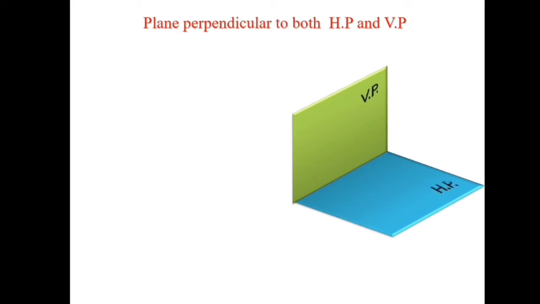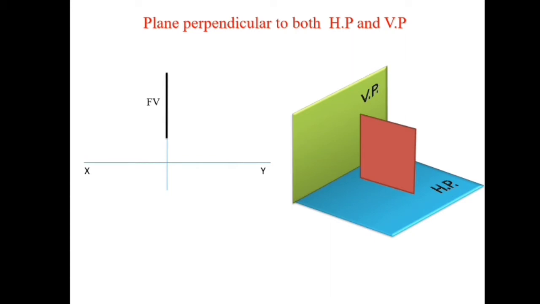And next, the third method: plane perpendicular to both HP and VP. Now you see this, the plane is perpendicular to HP and also perpendicular to VP. If you watch the front view, you will get a vertical line, and when you watch from the top view, you will get the same vertical line. So on the XY reference line you draw a straight line, that is the front view, and in the top view also you get a straight vertical line, that is the top view.